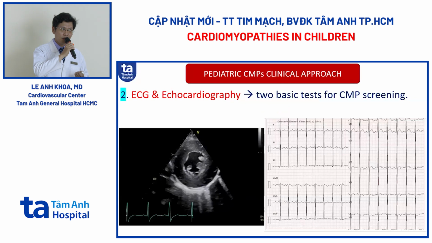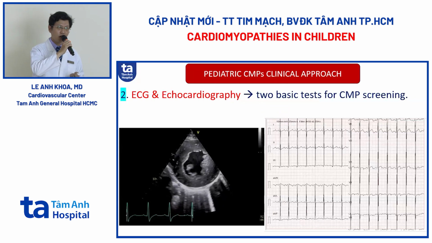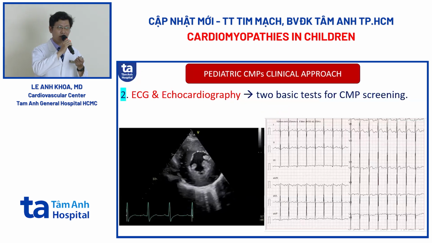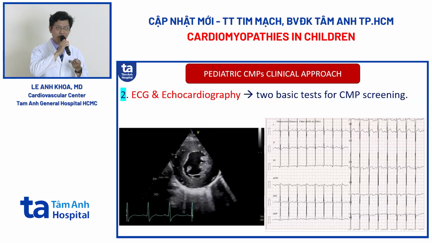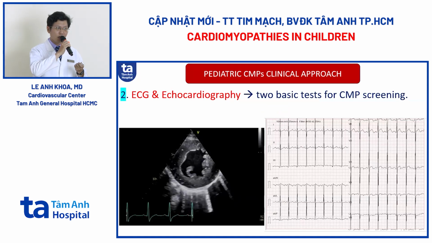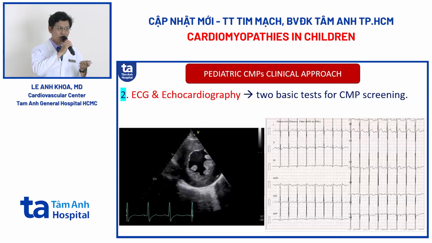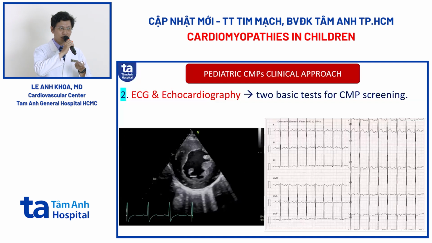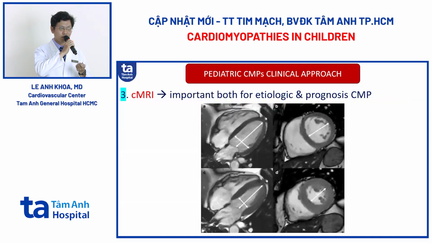The second step: the EKG and echocardiography are the 2 basic tests for CMP screening in children. These are the echo and the ECG. Step 3: when cardiomyopathy is suspected, the CMRI is important for both etiology and prognosis of the cardiomyopathy.